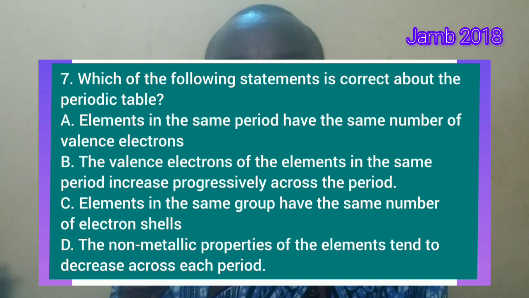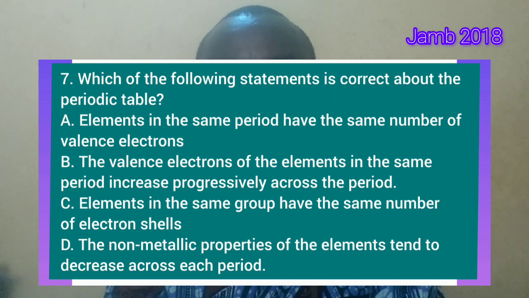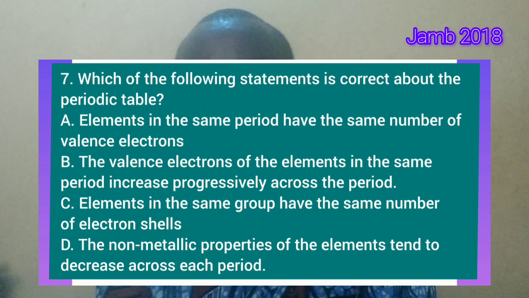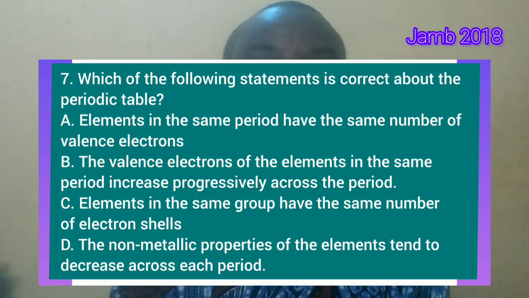B, the valency electron of an element in the same period increase progressively across the period. C, elements in the same group have the same number of electron shell. D, the non-metallic property of an element tend to decrease across each period. Let's look at the options.